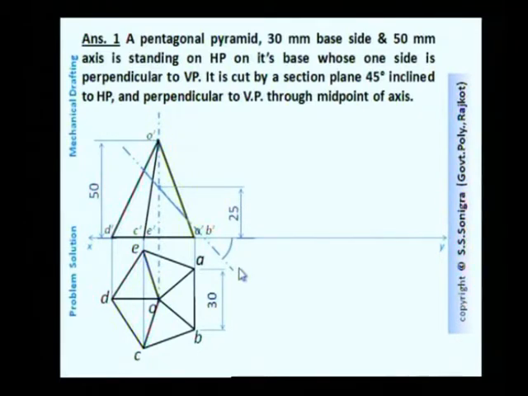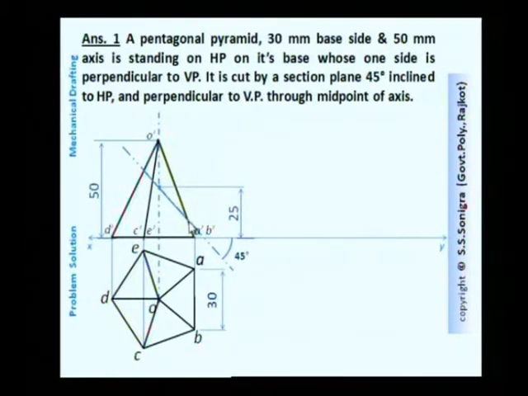Now next objective, insert the dimension, that is this angle is 45 degree with XY line. Now find out the points of intersection. So for that, let me locate here generator O' A' and O' B'. Two slant edges are there and both these slant edges are cut by this cutting plane. So intersection of this cutting plane and this slant edge, here two points would be there.